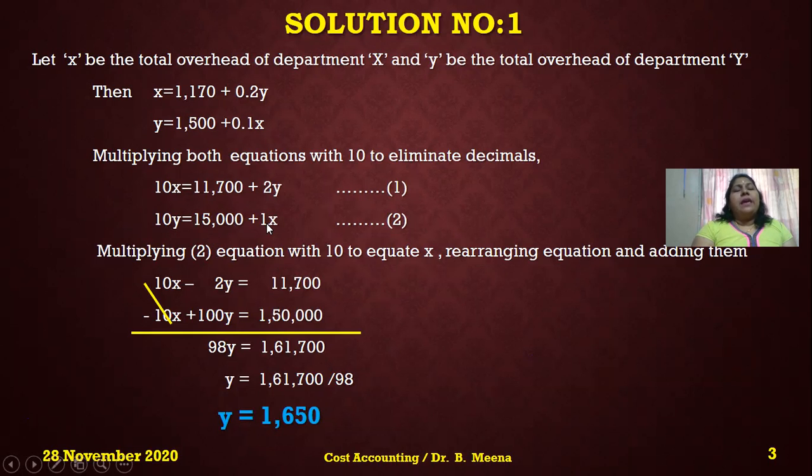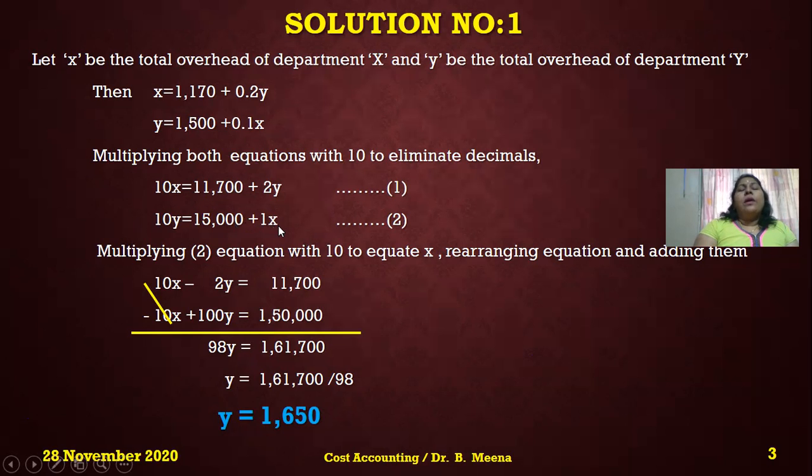So this x will go that side, means it will get a minus sign. So 1x multiplied by 10 means 10x. So plus 10x, with this side going means it will get minus 10x. So plus 10y, 10 into 10, 100y, isn't it? Is equal to 1,50,000. How I got it: 15,000 into 10. So in order to equate the x, the second equation is multiplied by 10.